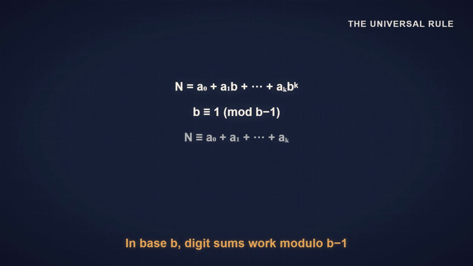The octal number 351 has digit sum 9 in ordinary notation, which leaves remainder 2 modulo 7. Its decimal value is 233, also remainder 2. 9 is special in decimal only because 9 is 1 less than 10.